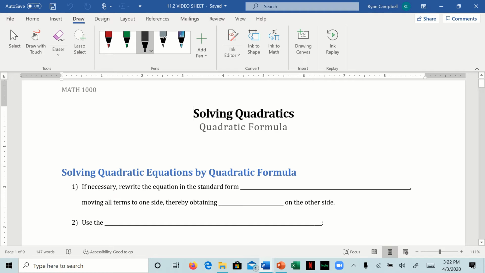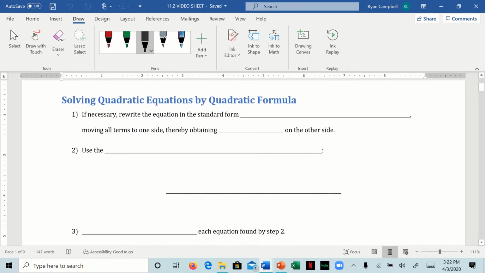So the last method that we have for solving quadratics is using the quadratic formula. So when in doubt, you can always do this. The quadratic formula is just something you have to memorize, and we'll talk about it in a second. So it's easier just to write down all these steps.